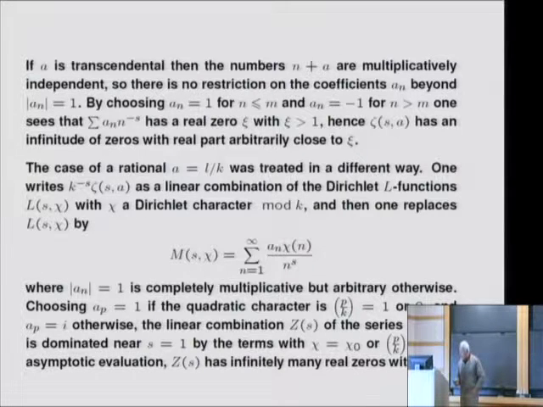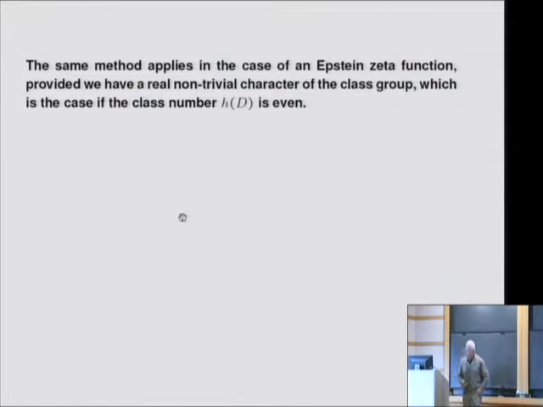So the next is, if you have an Epstein zeta function, if you have a real non-trivial character in the class group, you apply the same argument. This is in Davenport-Heilbronn's paper, 1936. Now, but to have a quadratic character, a real character must be quadratic, so the class number must be even. If the class number is odd, the argument does not quite work directly in such a simple way.